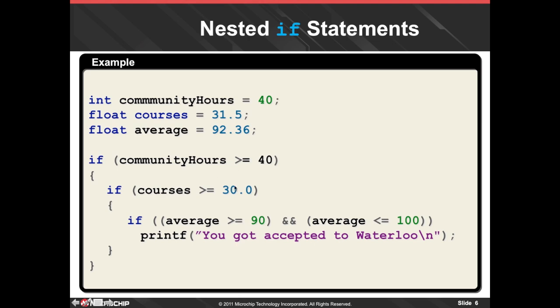So we go to the next statement, and this expression is evaluated. Is that true or false? Well, courses are 31.5. So yes, courses are greater than or equal to 30, which is true, then we fall down to the next statement. And this one has two expressions attached with a logical operator. This logical operator being AND means that both of these have to be true. So if average is greater than or equal to 90 and less than or equal to 100, well, it's in between those amounts at 92.36. So this is definitely true and true. Therefore, we can print you got accepted to Waterloo.